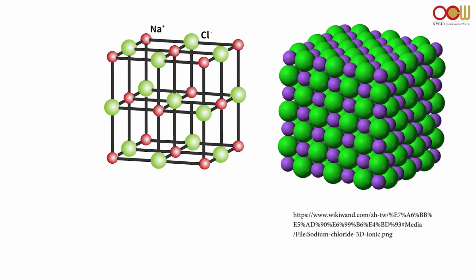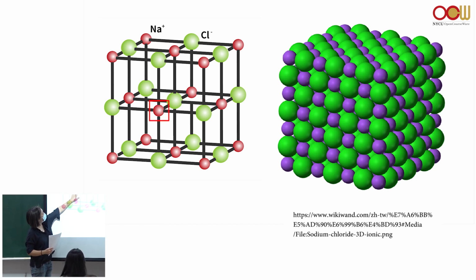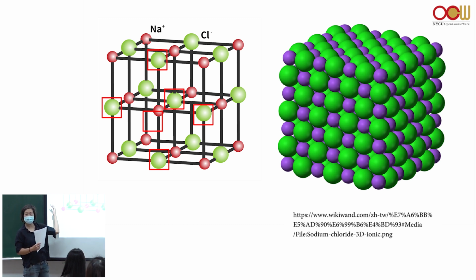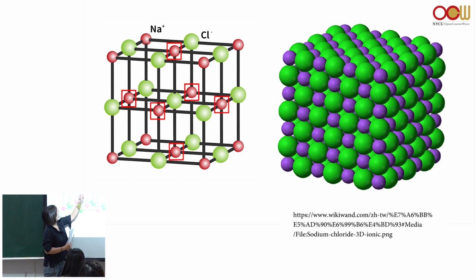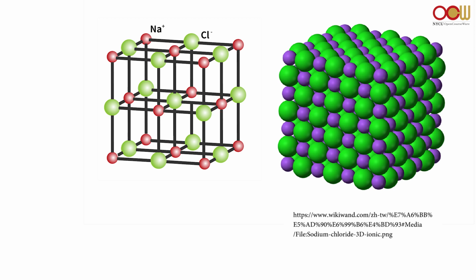And when we look at the coordination number, we can see that each cation is surrounded by 6, 1, 2, 3, 4, 5, and the one in front, 6 anions. And every anion is also surrounded by 6 cations. So it's a 1-to-1 ratio, which makes sense because this is NaCl.